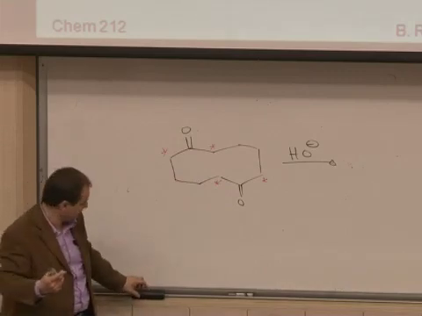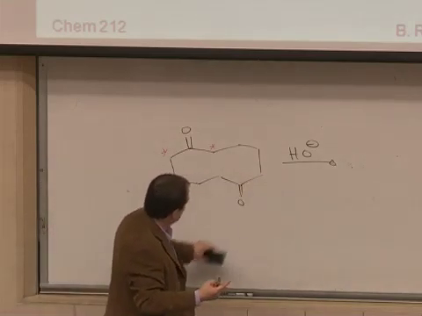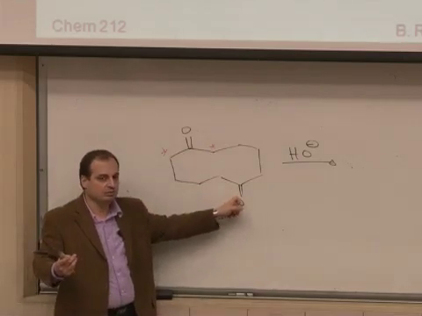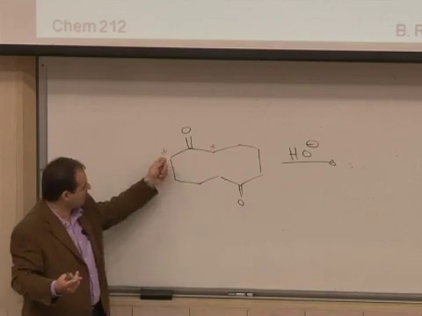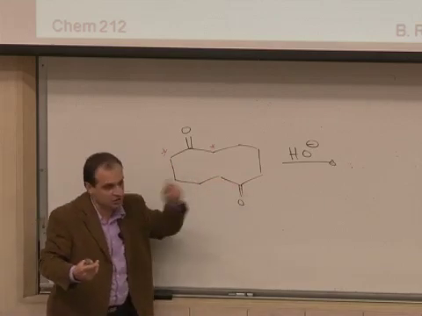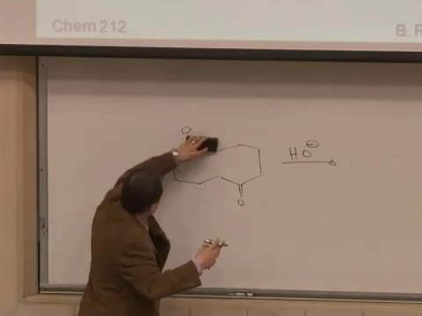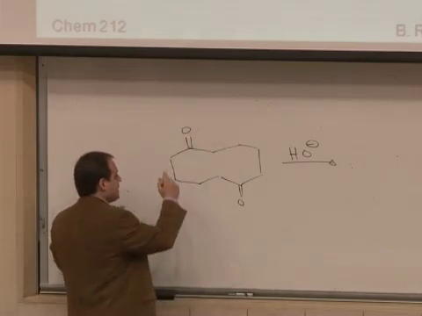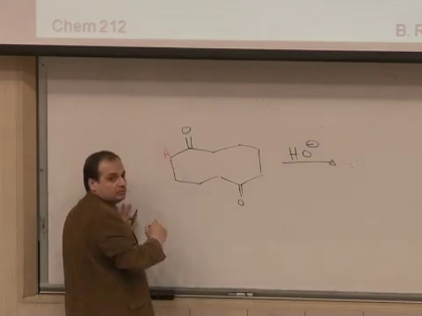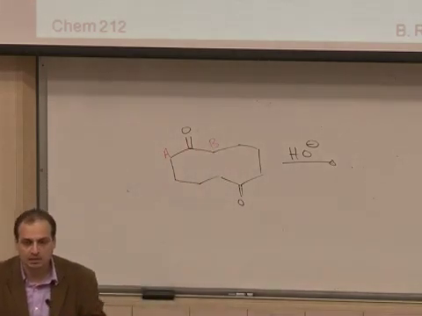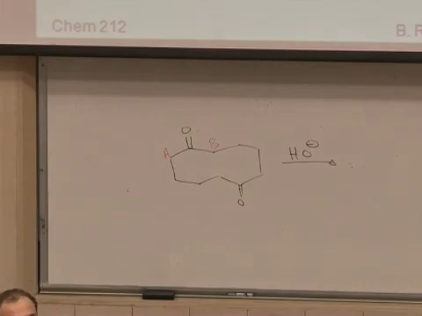Now, I have two choices. Either I will form this enolate and attack this ketone, or I will form this enolate and attack this ketone. So let me call them A and B. Let's say I have the acidic hydrogens here labeled A, and these acidic hydrogens labeled B. Which one do you think is going to be deprotonated?